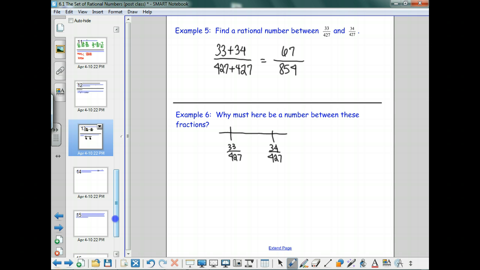All right, so why must there be a number between these fractions? Somebody say it in words you'd like to use for me. I've given you lots of words. What could you say? There's space between them. Okay, so how about I use the word distance, just so it sounds a little bit better? Okay, so there is a distance between the two values.